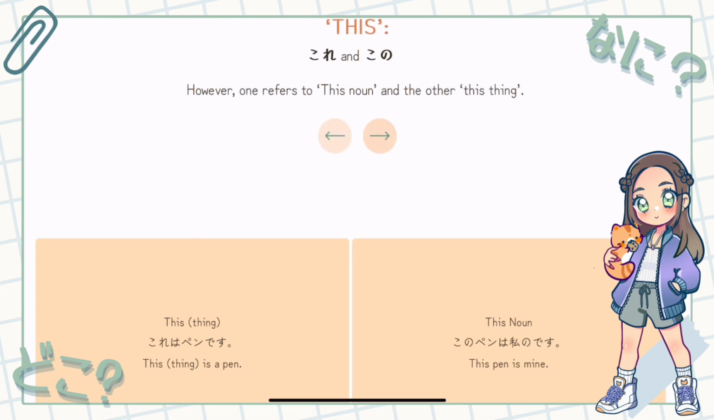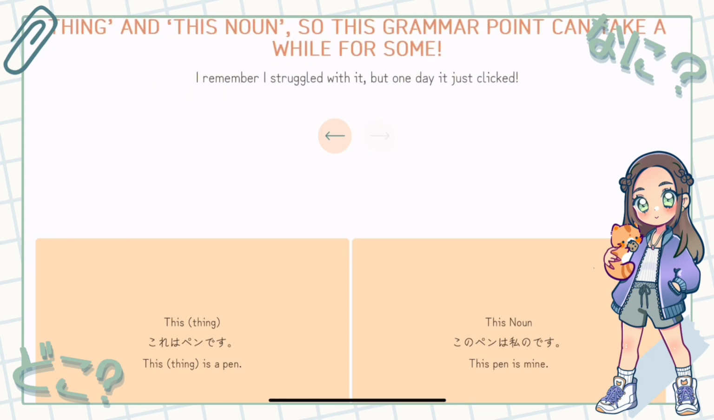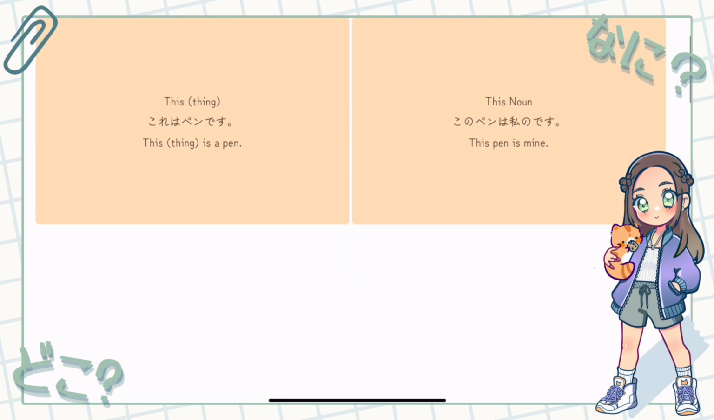In Japanese, there are 2 different ways to refer to this. Kore versus kono. However, one refers to this noun and the other this thing. That should definitely be the other way around because it kind of makes it look like one's referring to that. So kore is this thing, kono is this noun. In English, we wouldn't differentiate between this thing and this noun. So this grammar point can take a while for some people. I struggled with it a lot.